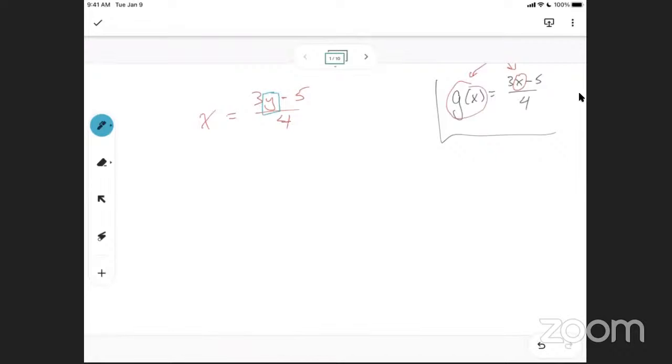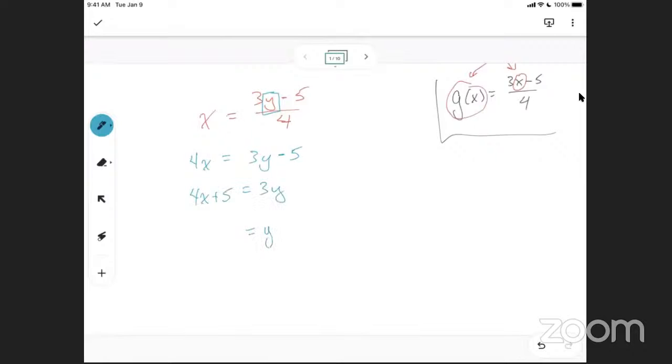So I need to get rid of all this stuff, right? What do I get rid of first? The 3, the minus 5, or the 4? The 4. Right, and how do I get rid of the 4? Multiply by 4. Good, so 4x equals 3y minus 5. That's the first step. Now what? Then you add 5 to the other side. Good. 4x plus 5 equals 3y. Now what?